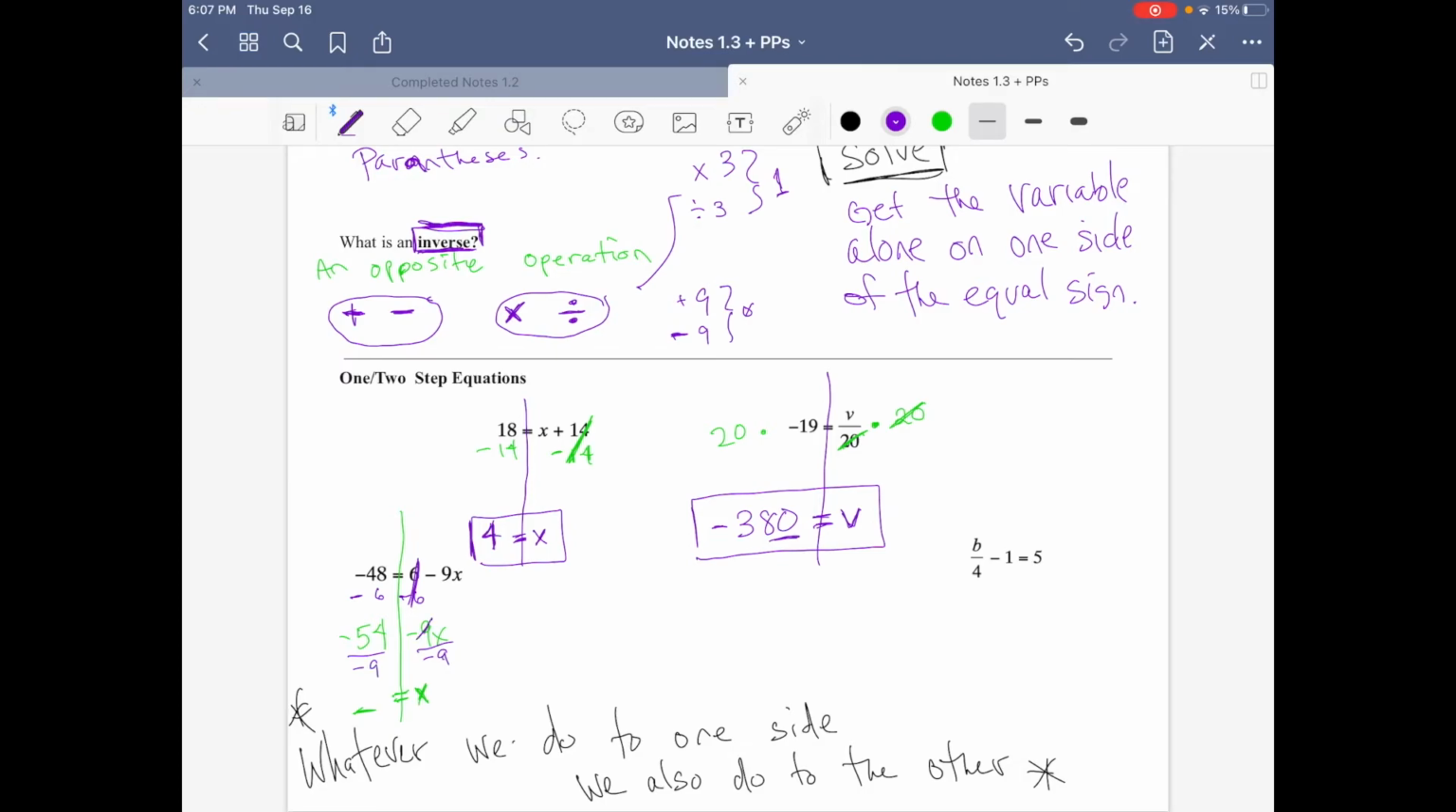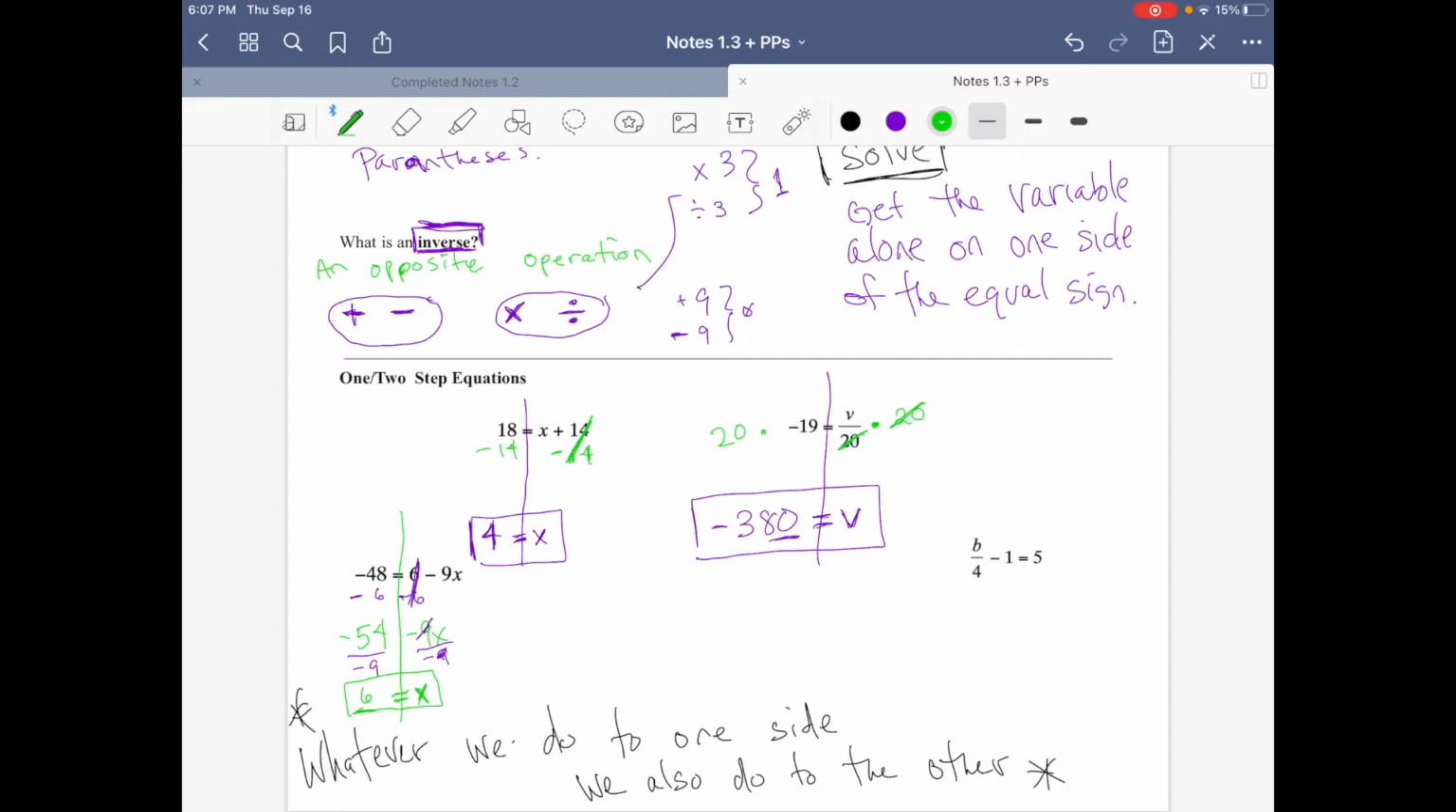So 9 divided by 9 is 1. Negative divided by negative is a positive. So 54 divided by 9 gives us 6. And then a negative divided by a negative is going to be a positive. So negative 54 divided by negative 9 is positive 6.